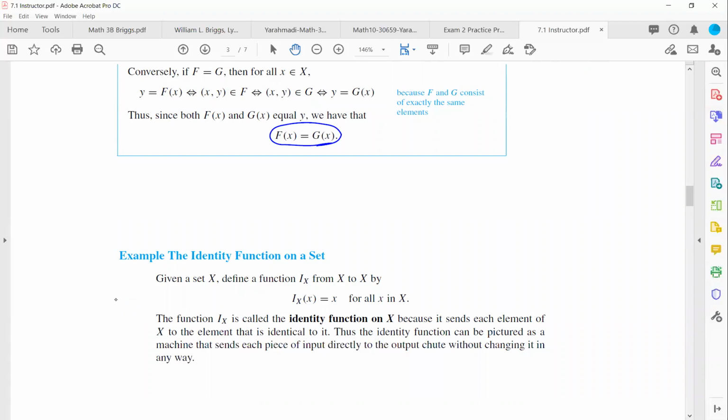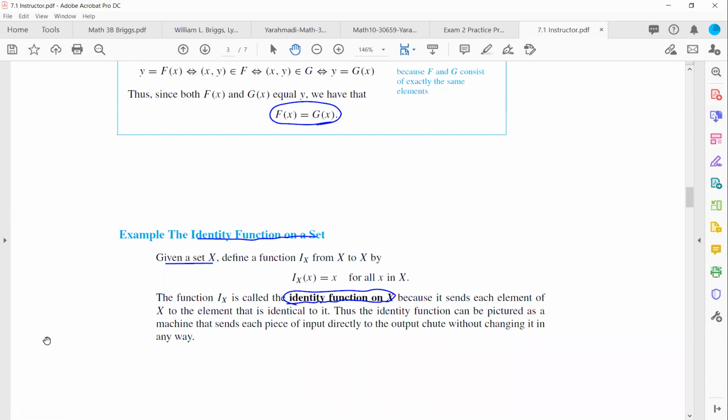Definition of identity function. Suppose X is a set, I sub X is a function that maps X to X. It takes any element in X and maps it to the same element in X. We call this function an identity function on X. What's the use of this function? We use this function for the purpose of composition of a function with its inverse. If a function is one-to-one, then it has an inverse. The composition of any function with its inverse is equal to the identity function.